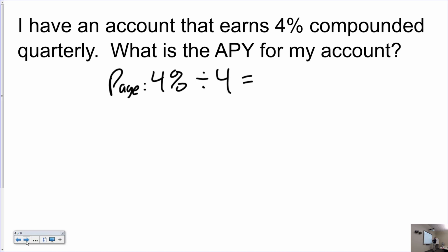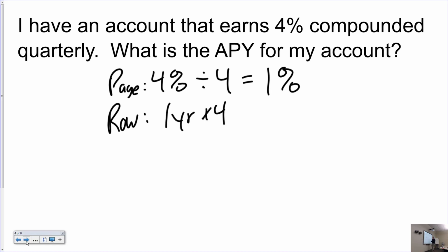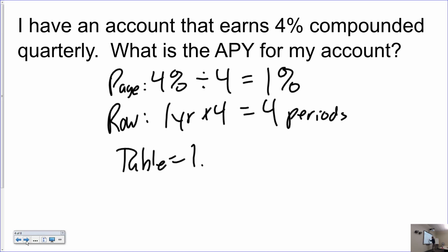So technically we're on the 1% year page. What row are we going to go to? 4 or 1. Now it's 1 year, but it's 4 periods because it's 4 quarters in a year. So yeah, we're going to be on 4 periods. So that takes it to 1.0406. So the table equals 1.0406. Now what's the trick?